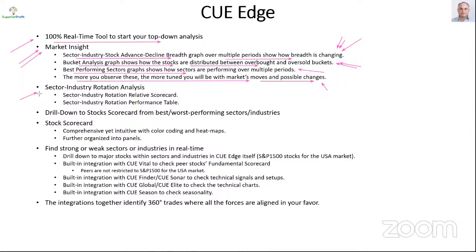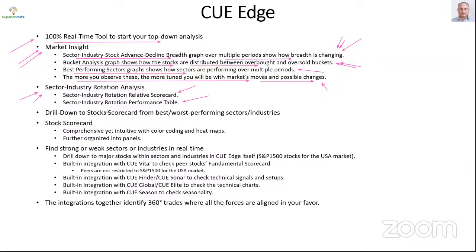And then, of course, it provides the sector industry rotation analysis in real time. It shows that rotation in two ways. One, using the relative scorecard, that is industry scores relative to each other, and then the performance table, which shows if the industry is going up or down and by what percentage. That is sector industry rotation analysis.